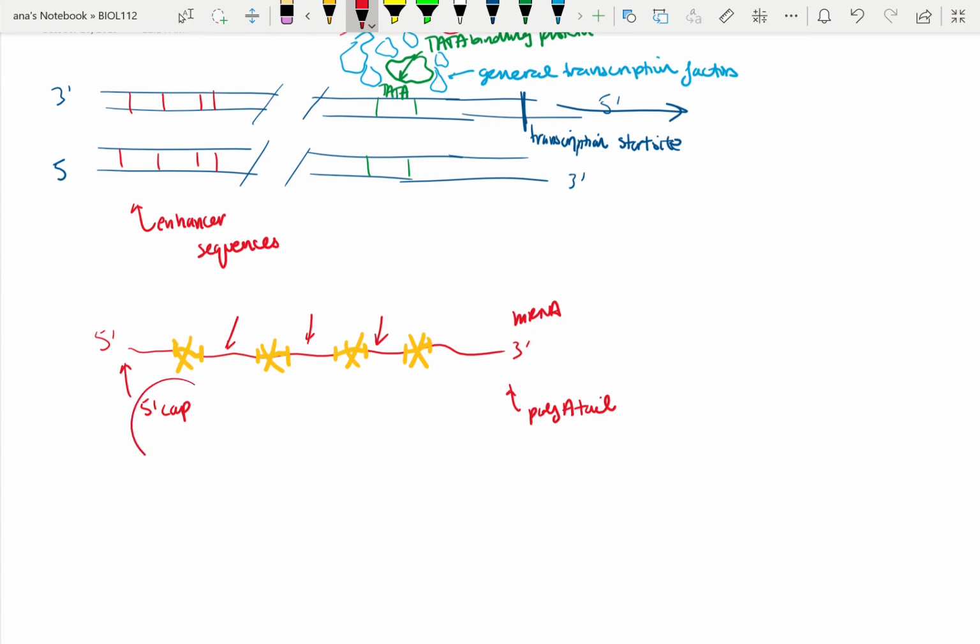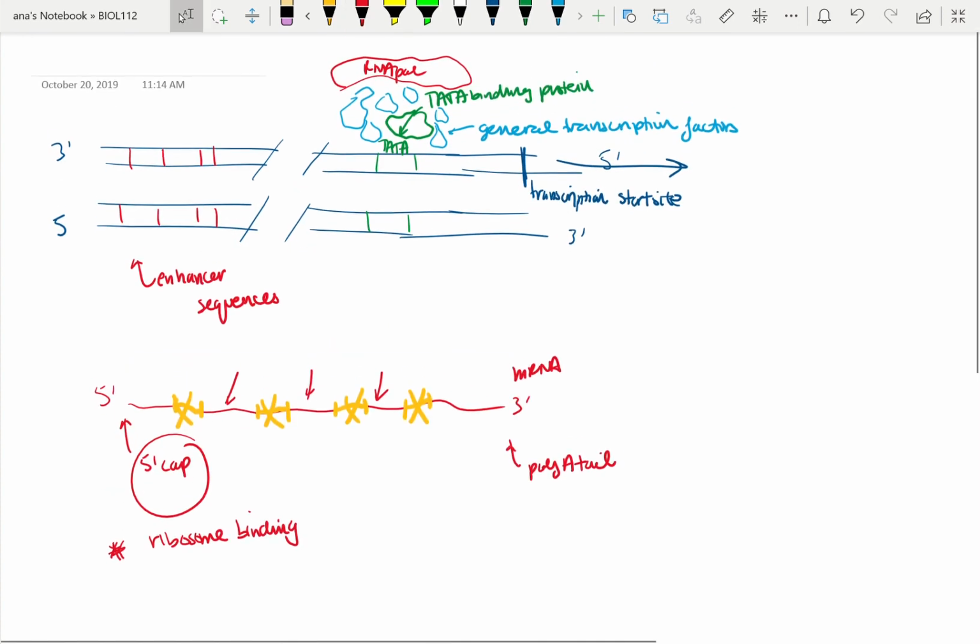And the cap is especially important because this is where ribosome binding occurs. So that's one important factor that the cap has over the poly A tail. So hopefully this was helpful in creating a picture of what's going on in eukaryotes versus in prokaryotes.